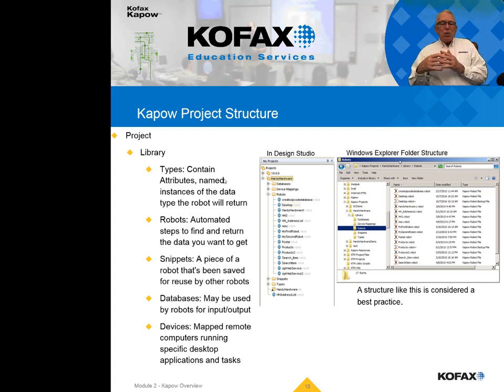Devices are mapped remote computers running specific desktop applications and tasks. So these are mapped devices, and where you want to automate a bunch of tasks on that remote device, you have to map that device, and that's what you see in the devices folder. So that's what a Kapow project structure might look like. All right, now you can see here in my example for my Hardy Hardware project, I have created a number of robots, haven't I? It's not limited to one robot or one snippet or one database for that matter. You can have multiples.